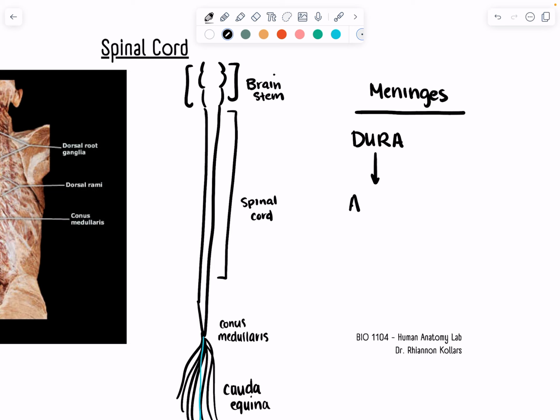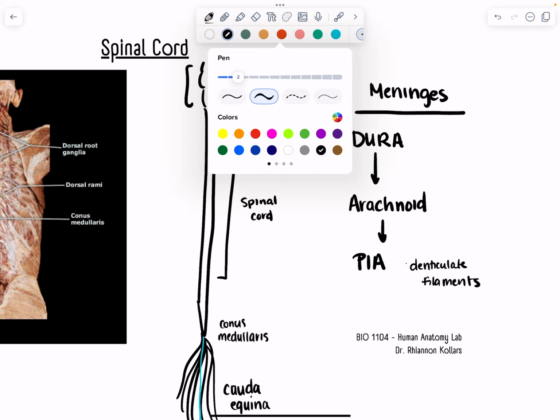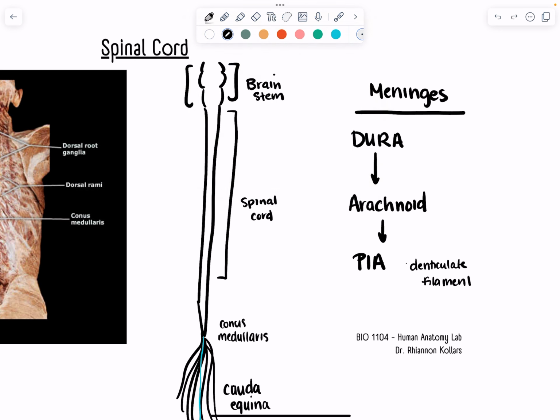Then we have in the middle our arachnoid mater. And then we have our really thin pia mater. And that pia mater is like saran wrap onto our spinal cord. It's really, really thin. And it attaches to the spinal cord via denticulate filaments. It gets its name denticulate because they kind of look like little teeth that are attaching it. So dura, arachnoid, and pia.